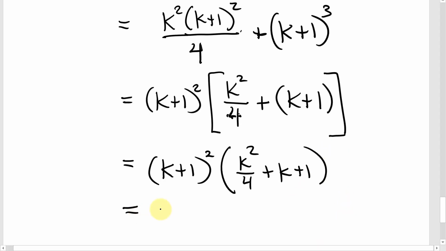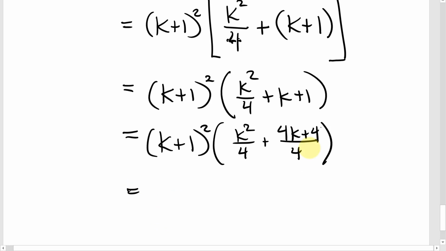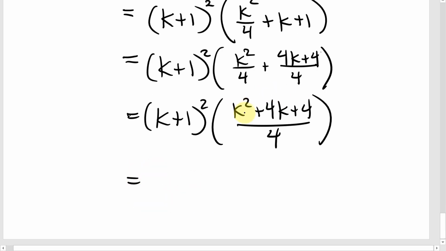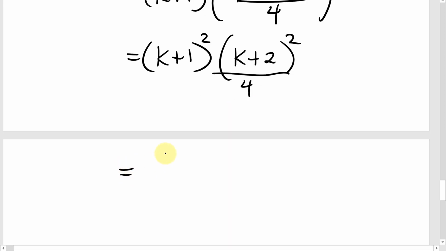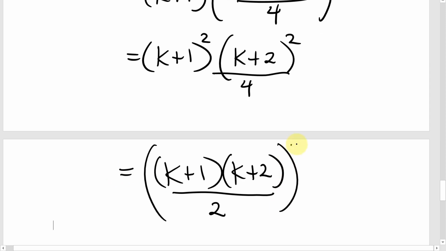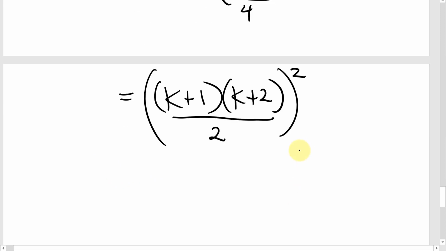Let's get a common denominator here. Let's combine these two terms. Let's factor this trinomial. That is the right-hand side.